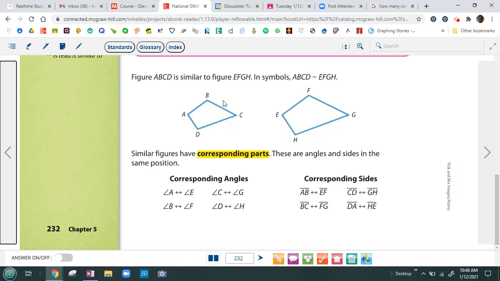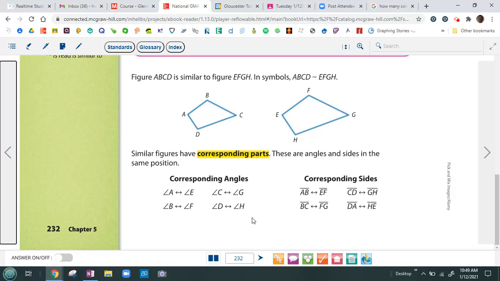A corresponds with E, B corresponds with F, C corresponds with G, okay? And you can see how to write that here. Then corresponding sides, AB corresponds with EF, okay? You can see how those side lengths are corresponding. They're the matching side lengths. They're not necessarily the same. If we were to measure them, they're not the same length, but they correspond, and that's what these are saying.